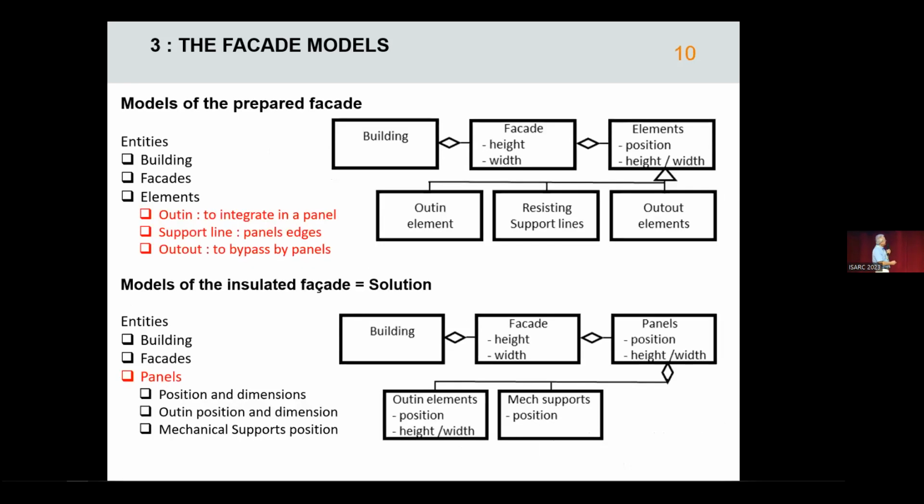Once it's prepared, we have, as we said before, out-in to be integrated in a single panel, support line for panel edges, and out-out to be bypassed by the panel. These are problems that we will consider after. The result: the building is a set of facades as before, and after, a set of panels. Position, width, outline position, because we have windows and doors in the panels, and mechanical supports in order to attach the panel to the facade.